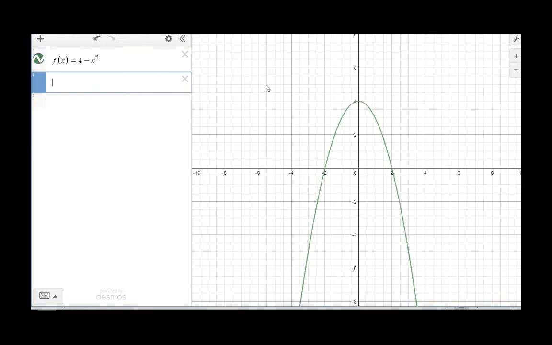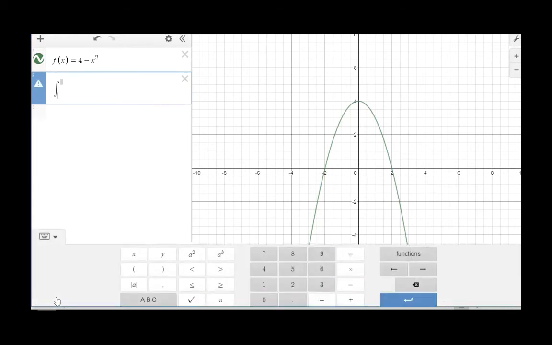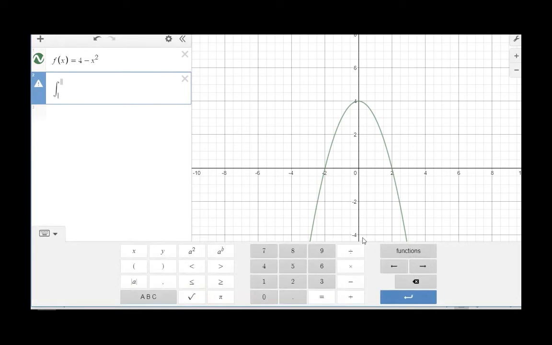And then what I want to do is integrate that function from 0 to 2. So on Desmos, I'm just going to start to type integral, and it's going to come up with the integral as an option. Or I could click the little keyboard, and we can see under, I believe it's under functions.